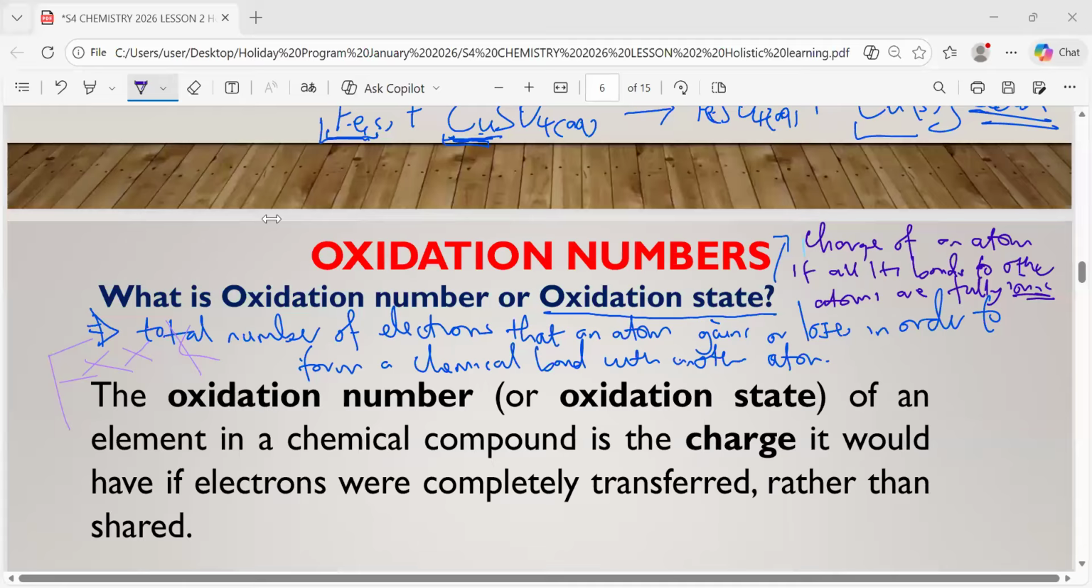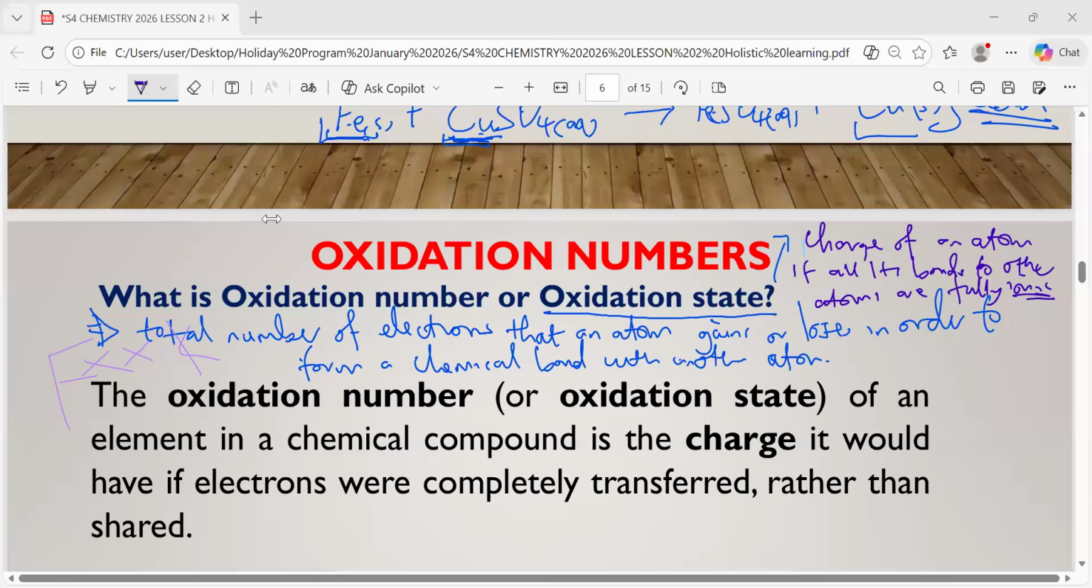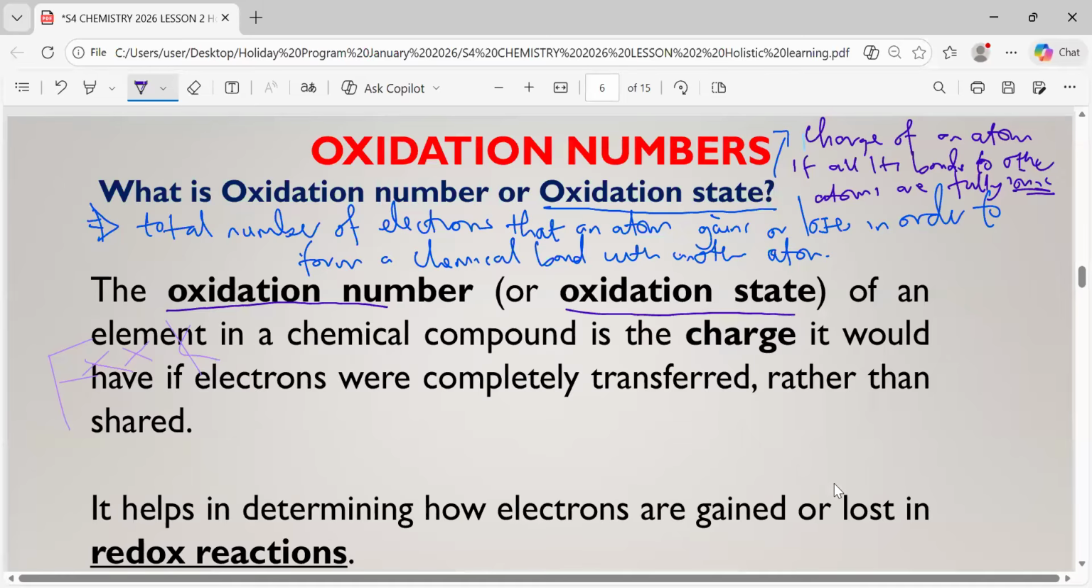Read for us. Good afternoon. The oxidation number or oxidation state of an element in a chemical compound is the charge it would have if electrons were completely transferred rather than shared.